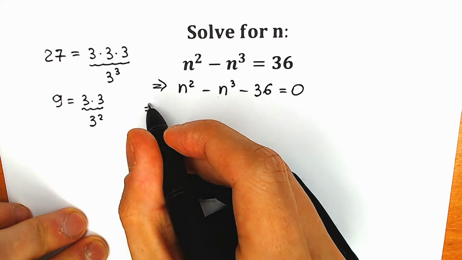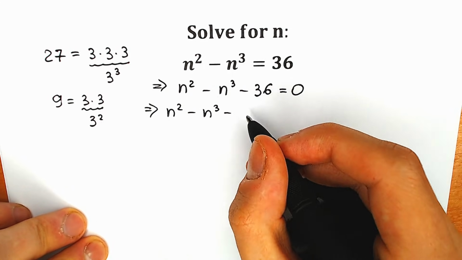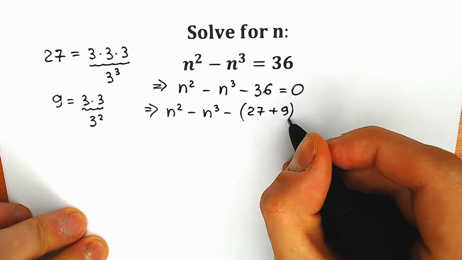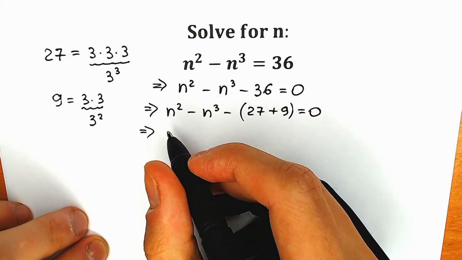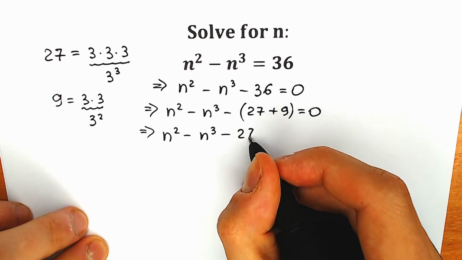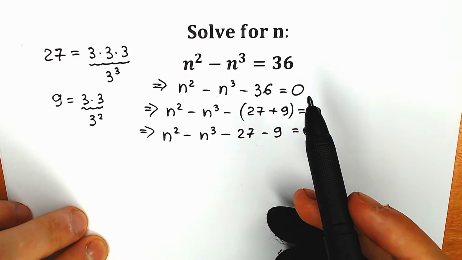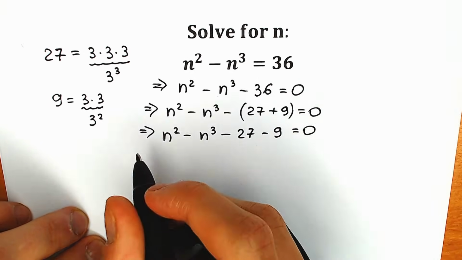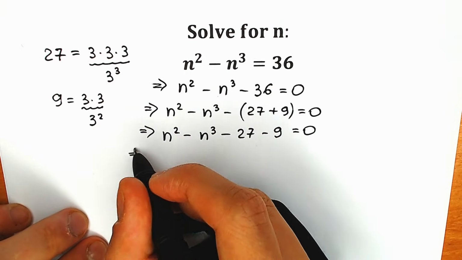Okay, so let's do it. So we have n square minus n cube minus, instead of 36 we write 27 plus 9, equal to 0. Right now let's open parentheses real quick. So we have n square minus n cube minus 27 and minus 9. Of course we can do this instantly in this line. We don't need these two lines, but I want to solve this question step by step, maybe for a lot of students here, so that's why.